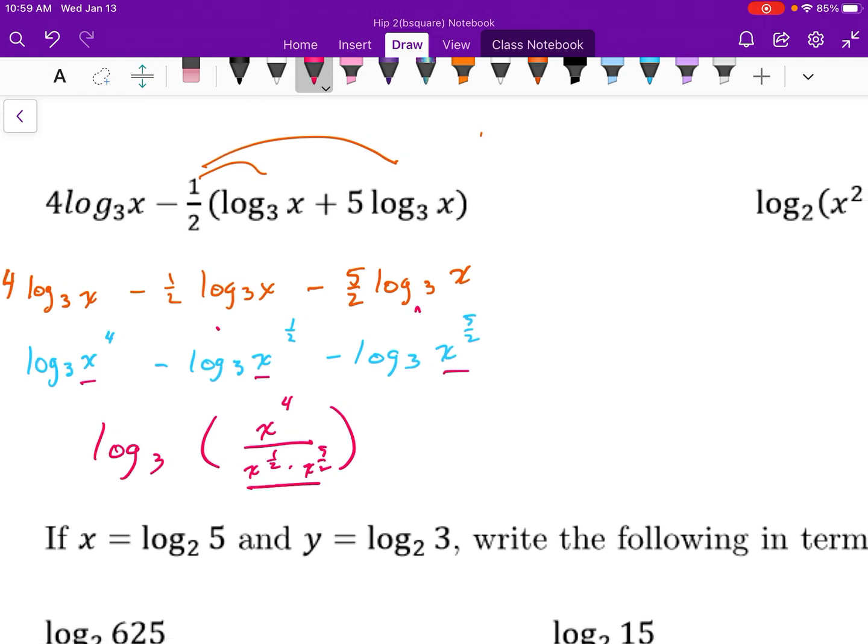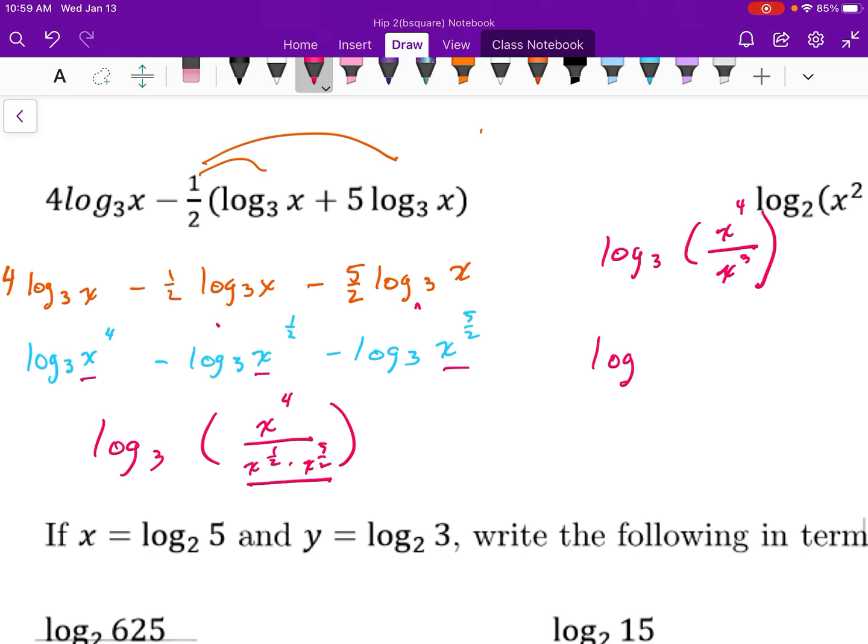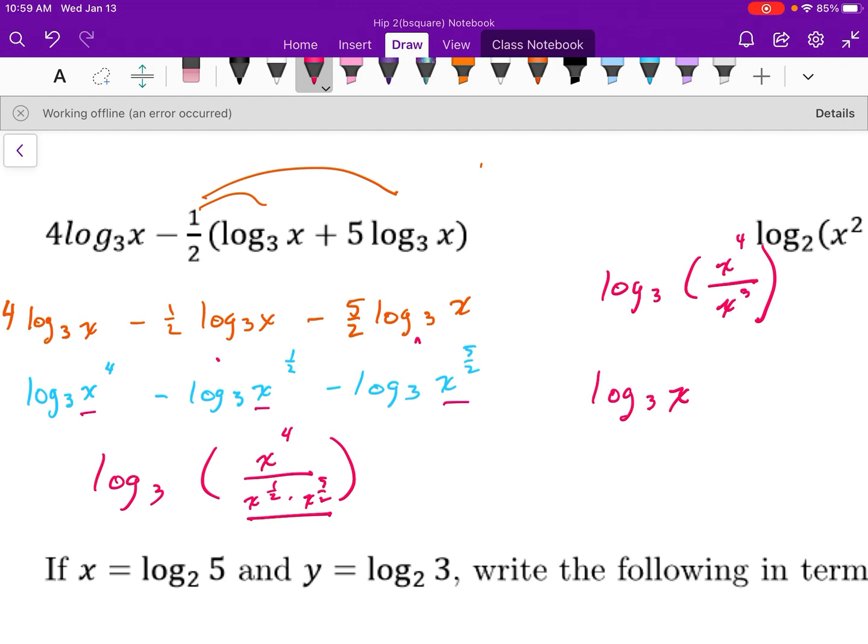Now, I'm running out of room here. Now, this is a beast of a question, is it not? So I'm going to try to simplify the denominator here. So that's the log base 3 of x to the power of 4 divided by x to the power of 1/2 times x to the power of 5/2. Well, we would add those exponents. So really, this would be x to the power of 3. Really and truly, this simplifies into log base 3 of x to the power 4 divided by x to the power 3, which is just simply x.